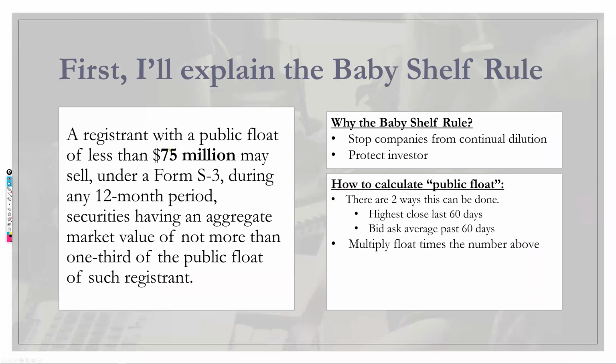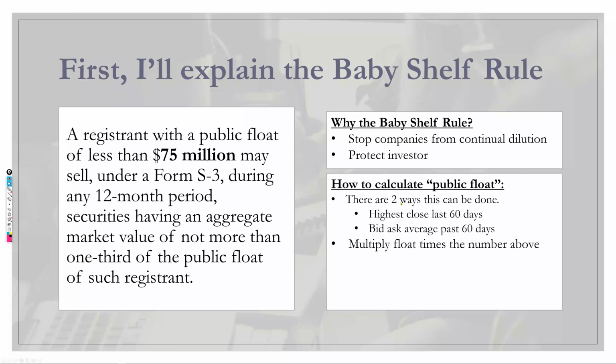Let me explain the baby shelf rule real quick. A registrant with a public float of less than 75 million may sell under Form S-3 during any 12-month period securities having an aggregate market value of not more than 1/3 of the public float of such registrant. All that means is, what's the total value of your company? If it's under 75 million, you are limited by the baby shelf. This stops companies from continuing dilution, and it's to try to protect the investor.